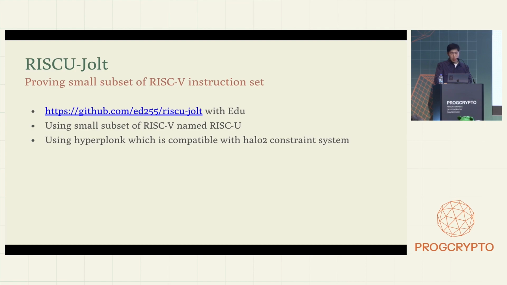What I'm doing now is making Jolt for a small subset of the RISC-V instruction set with edu. It uses a small subset named RISC-U, and it also uses HyperPlonk, which is compatible with the Halo 2 constraint system.